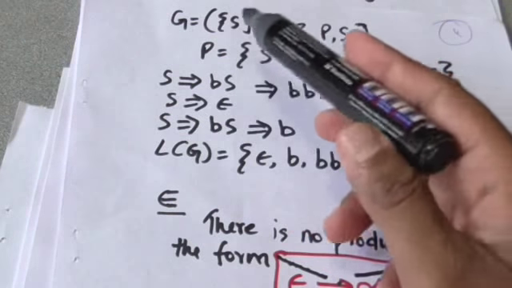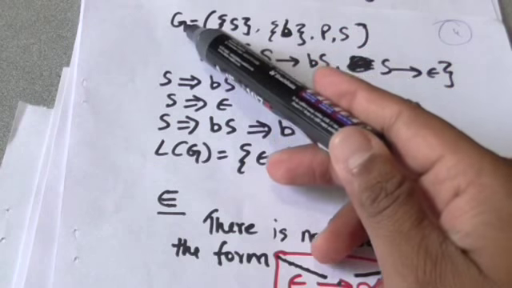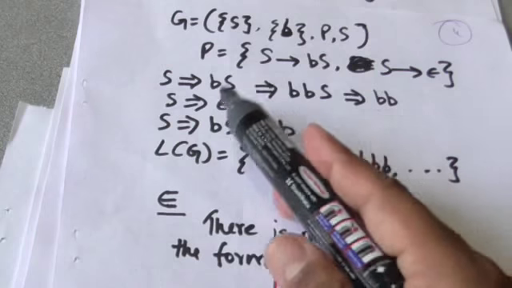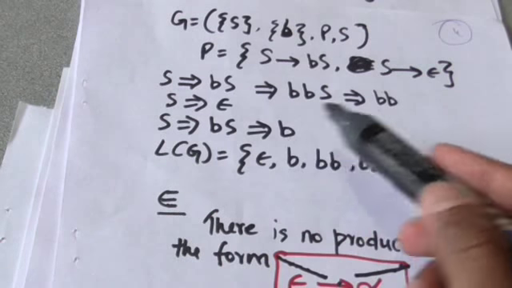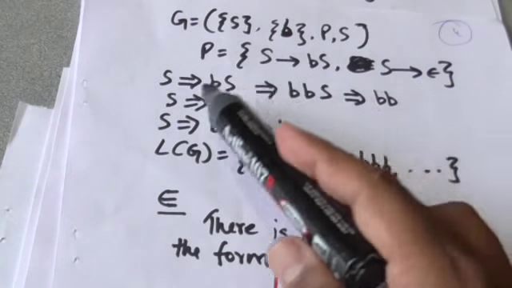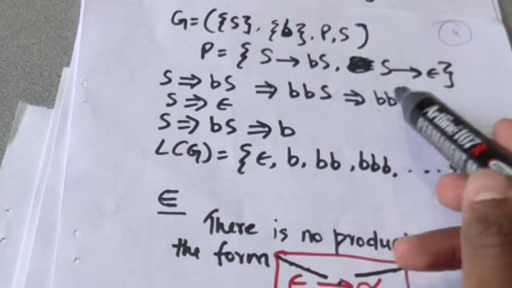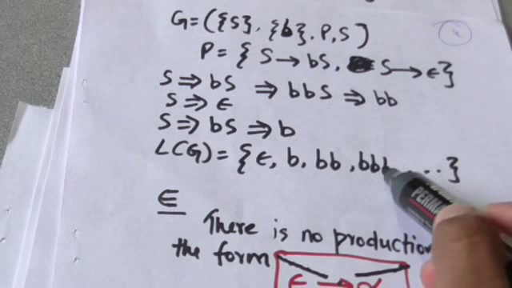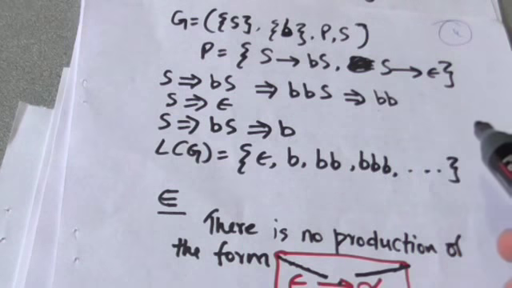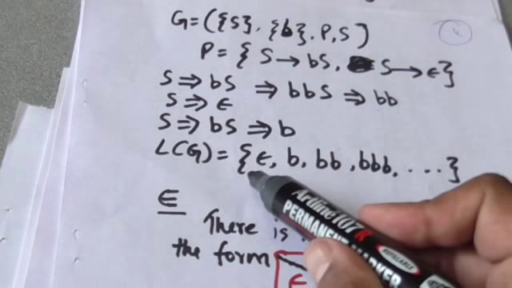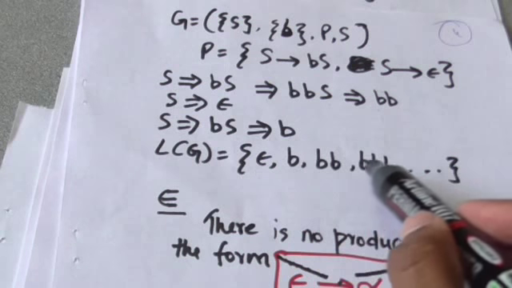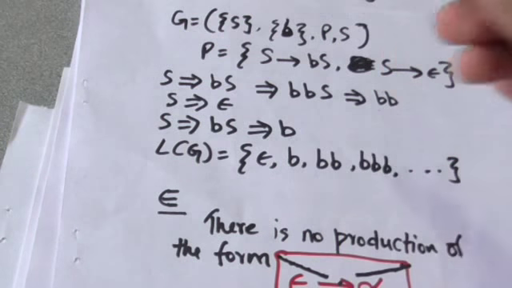Let L(G) be the language of this grammar G. So it will have such types of strings: empty string, b, bb. The way we have derived bb, we can also derive bbb, right? We can also derive bbbb and so on. So all these strings will be present in the language of grammar G.